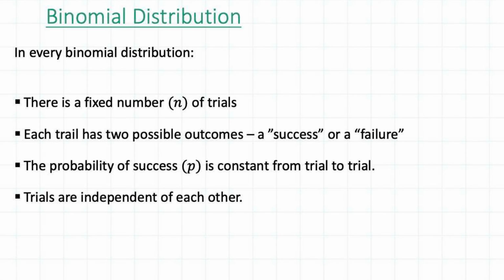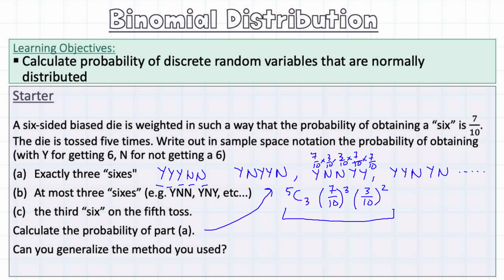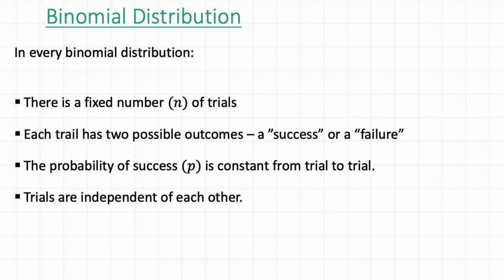So for the starter, we have 5 trials, and for each trial, I will consider it a success if I obtain a 6, and the probability of that is 7 over 10. So my probability of success was 7 over 10. Now, an essential thing is that from trial to trial, that probability of success or the probability of failure do not change, which means all the trials are independent of each other.